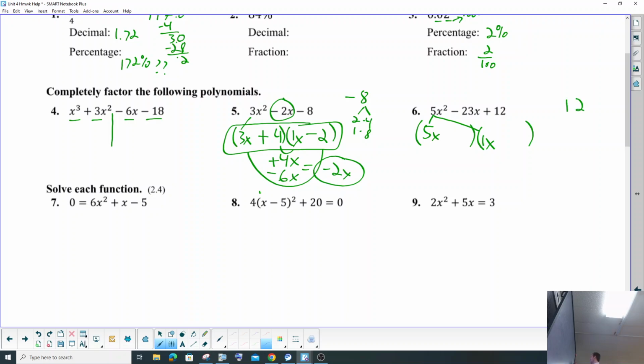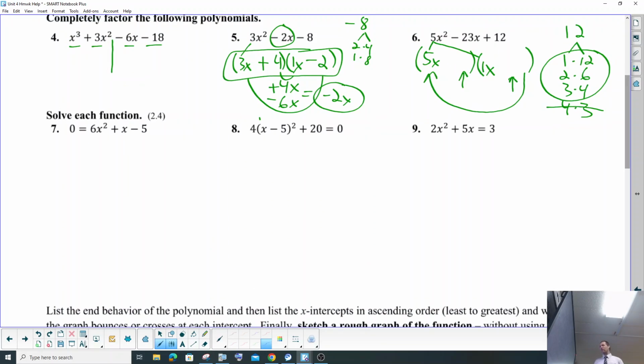And so 12, well, it could be 1 and 12. It could be 2 and 6. It could be 3 and 4, 4 and 3. That repeats. So it's any combination of those that you're going to try here and here. But you also have to multiply this end one with the 5. Don't forget the 5. You got this. Keep trying.